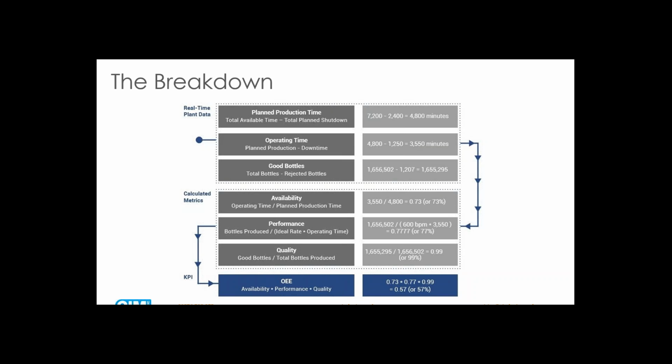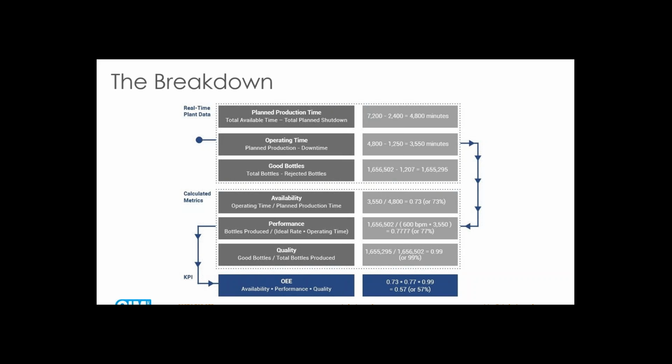Performance, so in the available time that we had, how many did we produce versus how many we could have produced at the ideal rate, and that gives us again 77%. And then when we look at quality, how many did we reject over the total volume that we produced, and that gives me a quality of 99%. Multiply the three together to give us an OEE for the 5-day period of 57%. And there we go, we'll have our calculation.